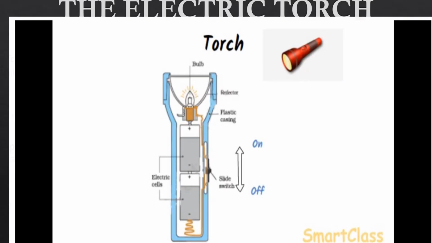Here you are observing the electric torch. Nowadays, no doubt we are doing the work of a torch with the help of our mobile. But you may see the torch. When you press the switch, the bulb in the torch begins to glow. And when we close the switch, the circuit gets completed and the bulb lights up.